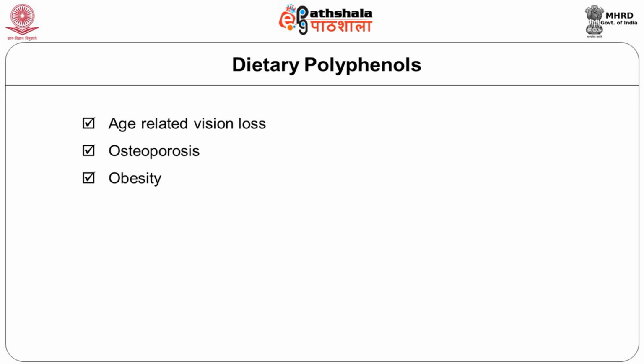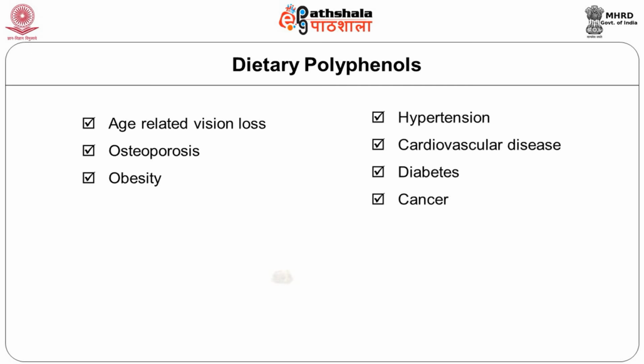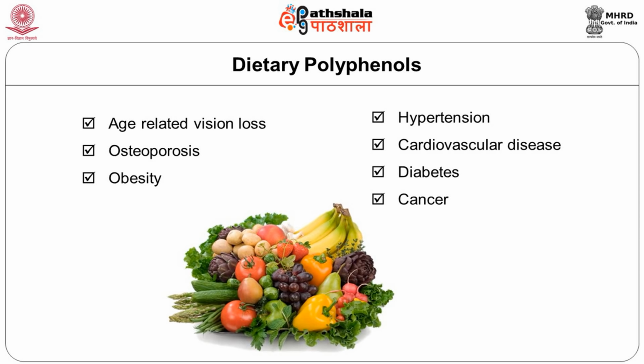Obesity is another chronic problem worldwide. India is no exception. So, some of these polyphenolic compounds have been attributed to work against being overweight. Some of the polyphenols have been tested and they work against hypertension. They try to reduce the blood pressure levels. And molecules like quercetin, luteolin and many other compounds have been attributed against cardiovascular diseases.